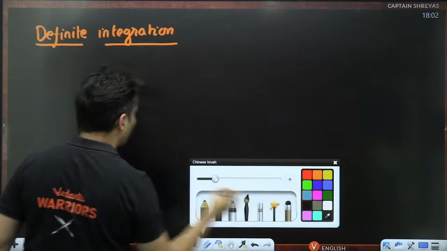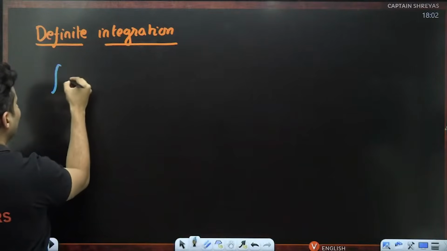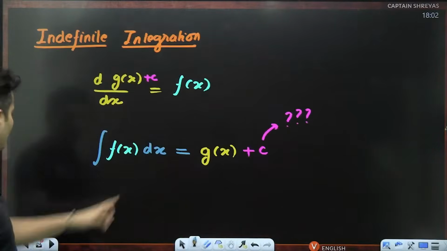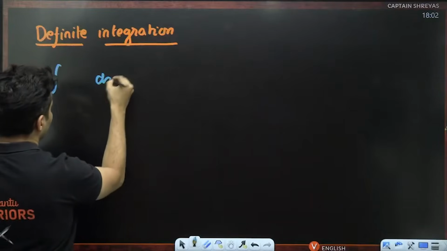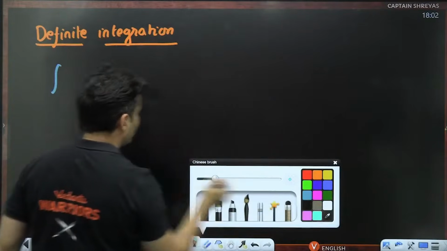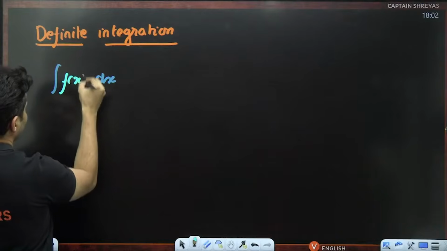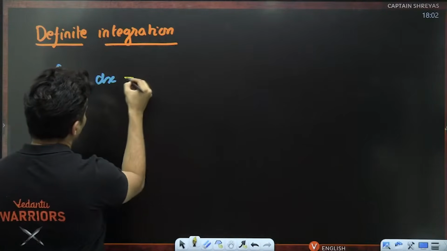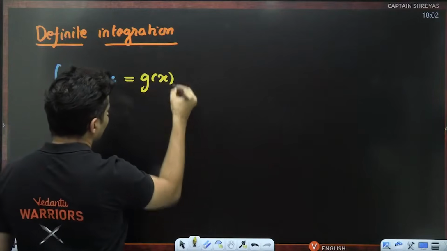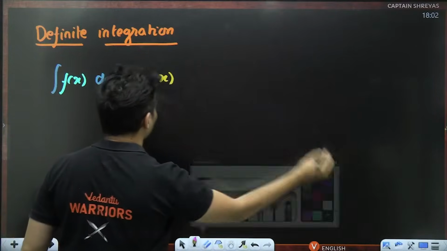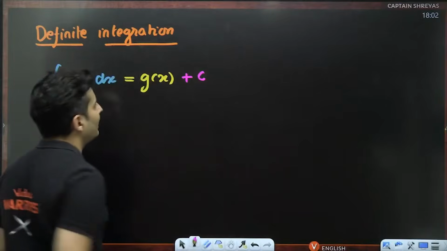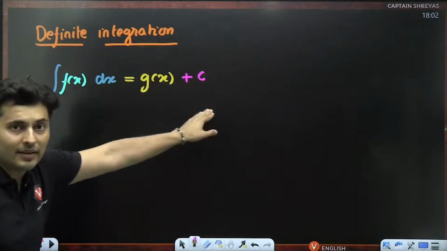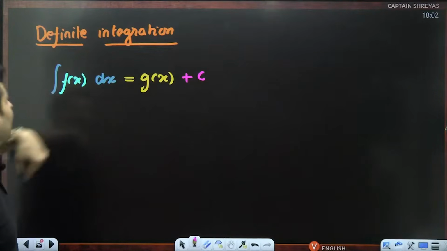Say for example, my dear warriors, I integrate just like before, with respect to x, some function, let's say f of x, and I get the answer as g of x and some constant of integration.